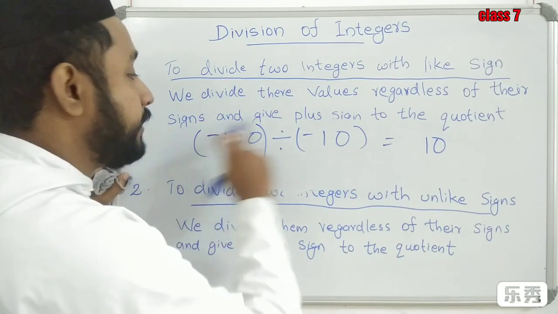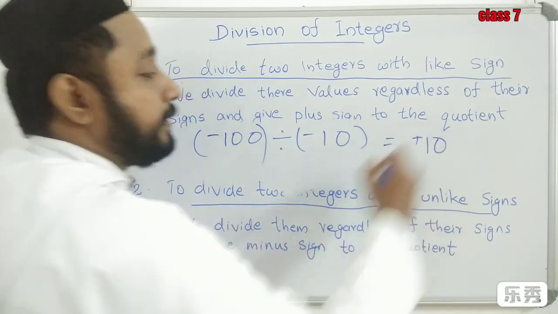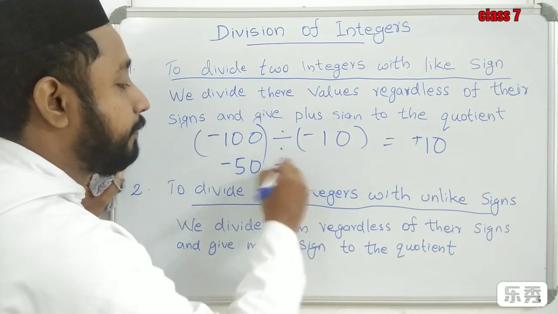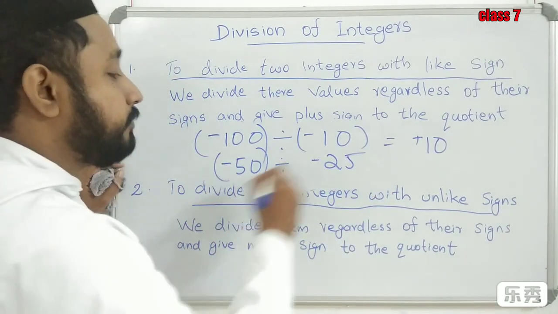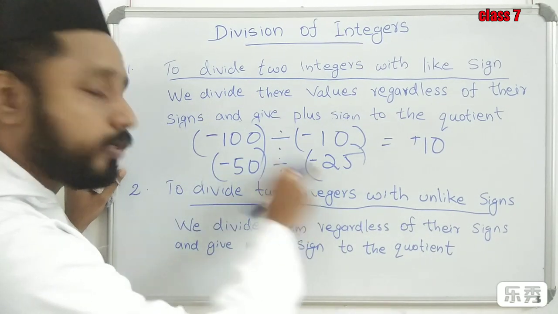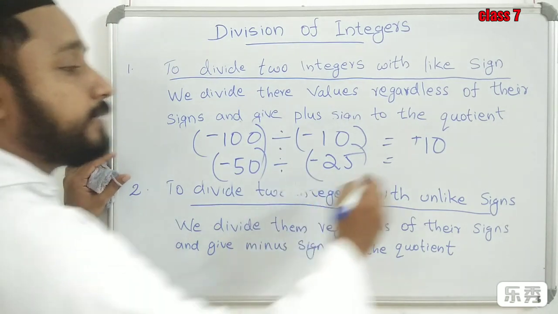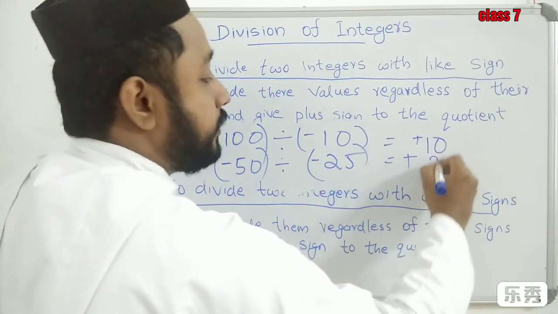And here minus, minus 2 minus, then answer is plus. So, plus. Here, minus 50 divided by minus 25. Here minus 50, here minus 25. One minus, here also minus. So, same sign. Both are negative, answer is also positive. So, 50 divided by 25, answer is 2.